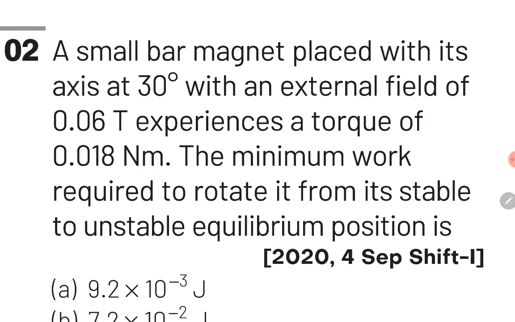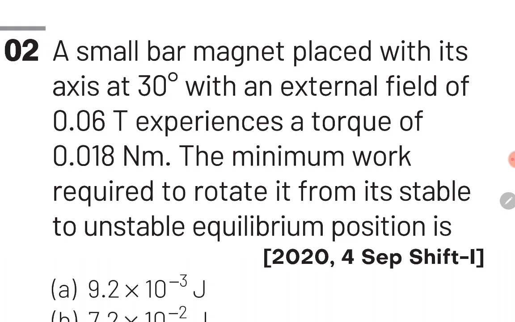In this question we have to use the torque formula. Torque is equal to mB sin theta. By using this formula we'll find the value of magnetic moment m, and after this we'll use the formula of work done in rotating a magnet in a magnetic field.